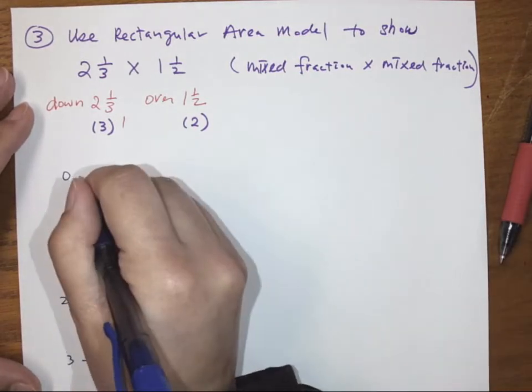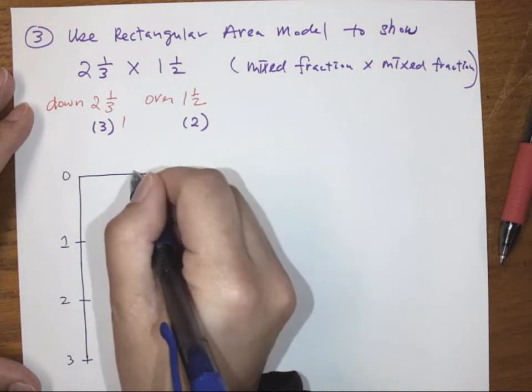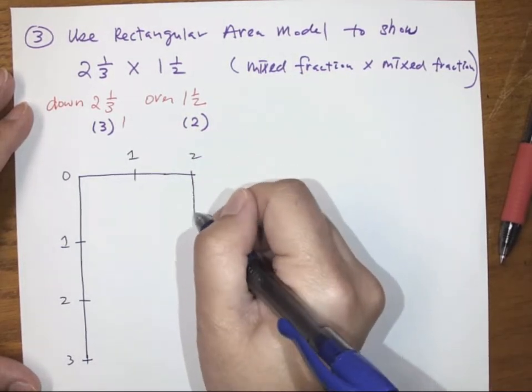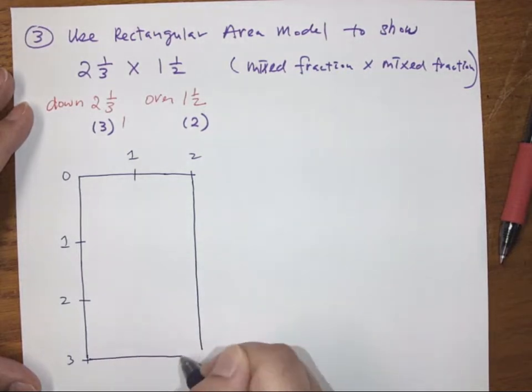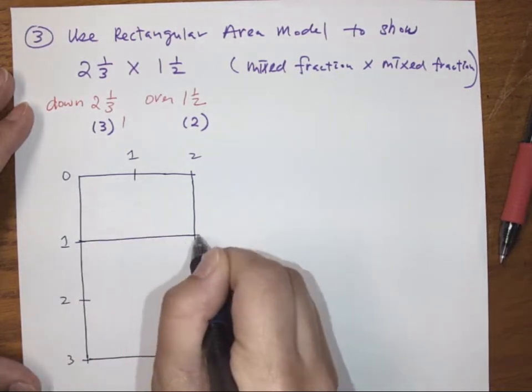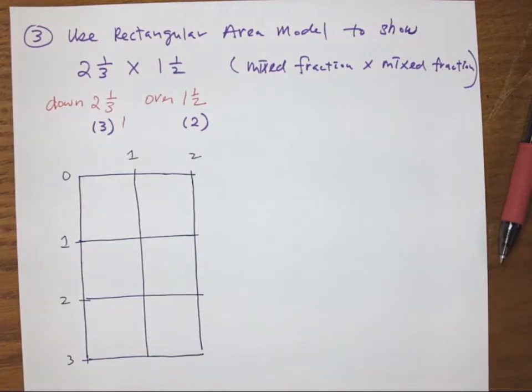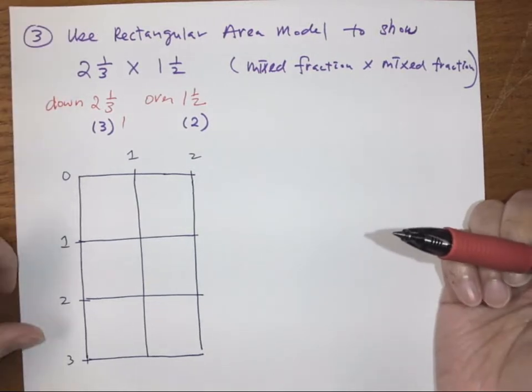And then we need to go over 2 units, so 1 and 2, and then we connect all these lines, and 1, 2, 3, 1, 2. Alright, so now they have equal size boxes, and then I need to locate 2 1/3.